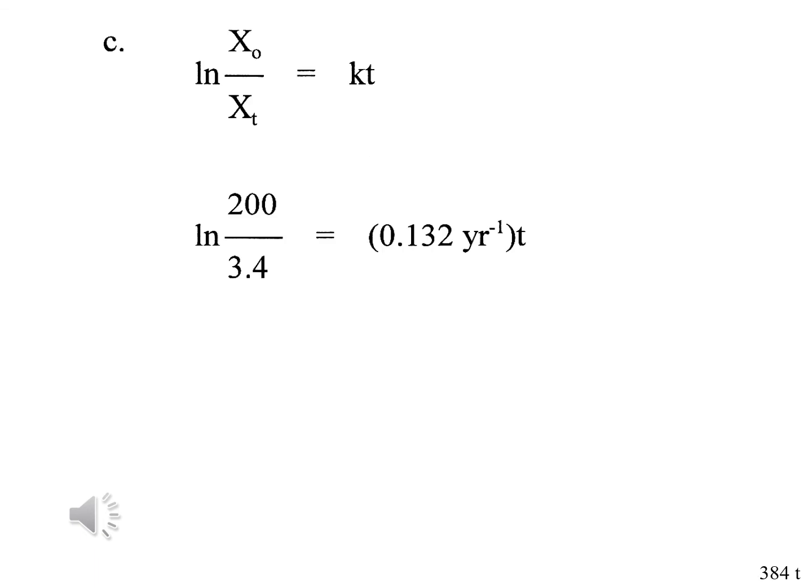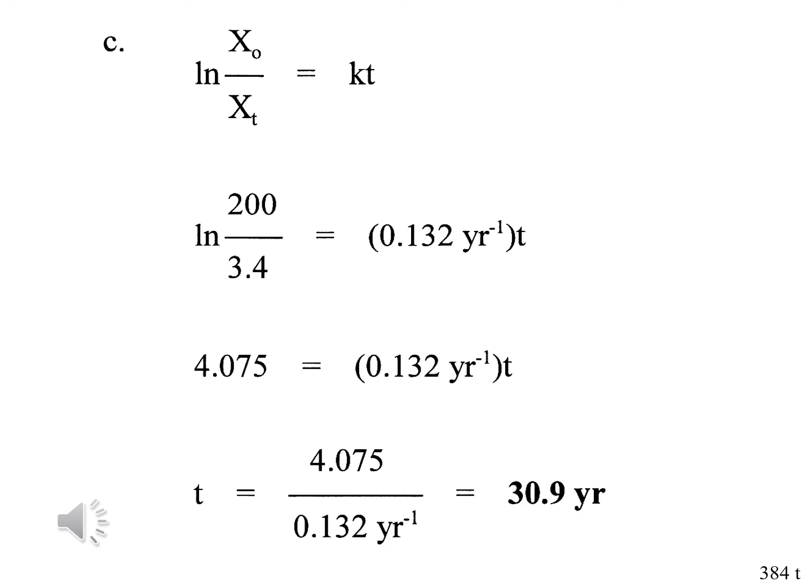For part B, problem says if you start with 200, how long does it take to get to 3.4? So you're going to leave t as the variable this time. You can calculate the ln on your calculator and then divide by what's next to the t, and it shows that it takes 30.9 years.